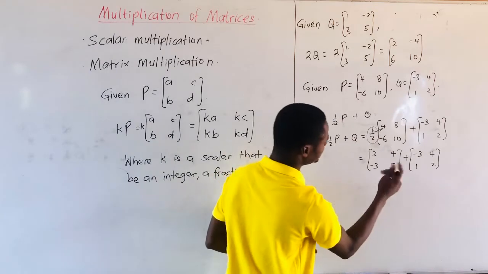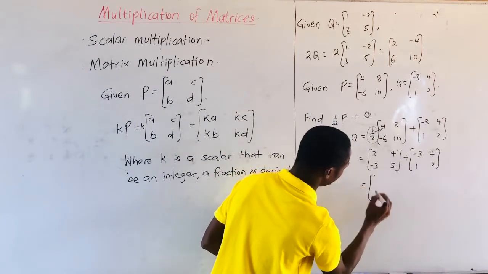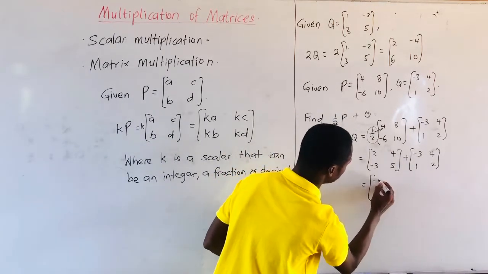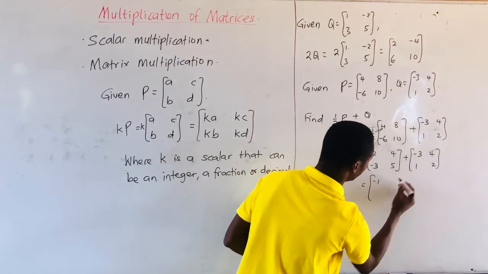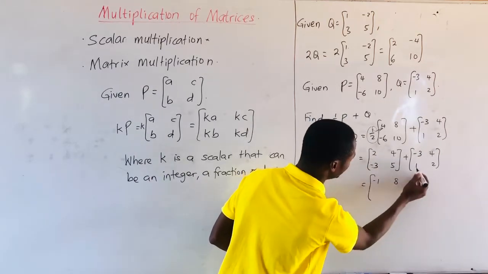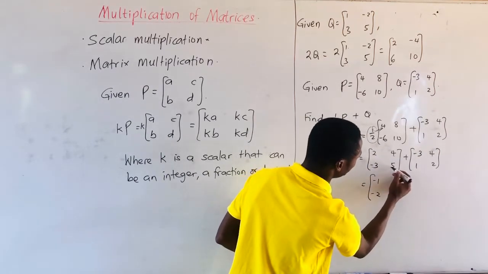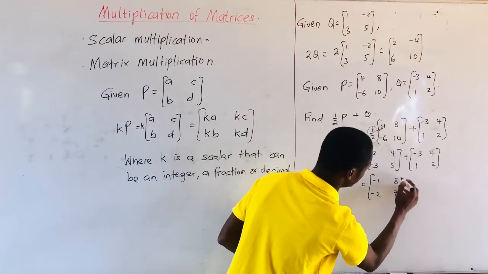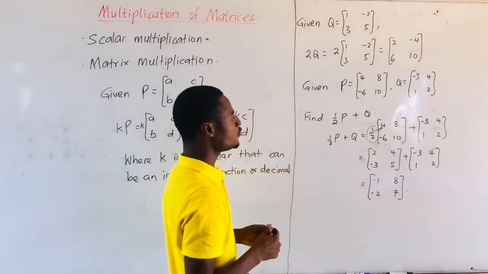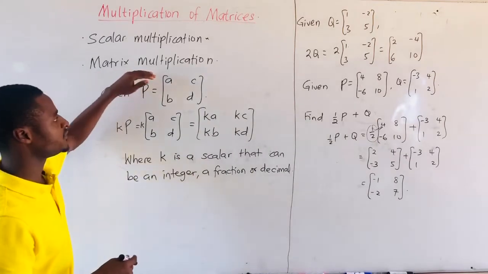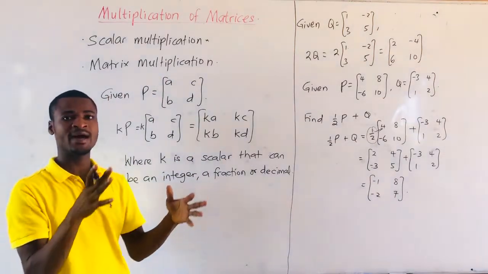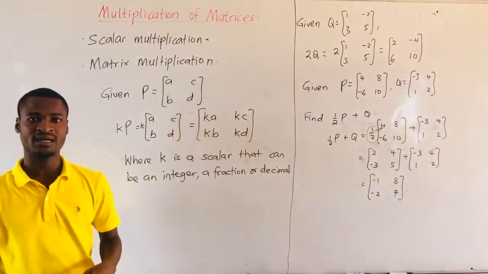We have discussed the addition of matrices in our previous lesson. So 2 plus negative 3 will give you negative 1. 4 plus 4 is 8. Negative 3 plus 1 is negative 2. And then 5 plus 2 is 7. Next, we will look at the matrix multiplication, where we will multiply one matrix by another matrix.